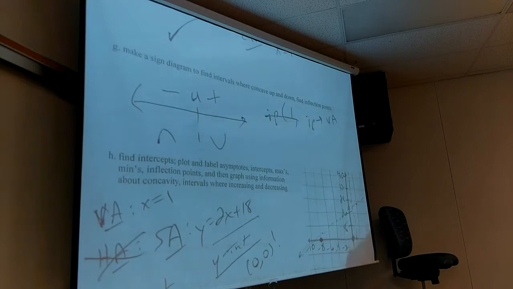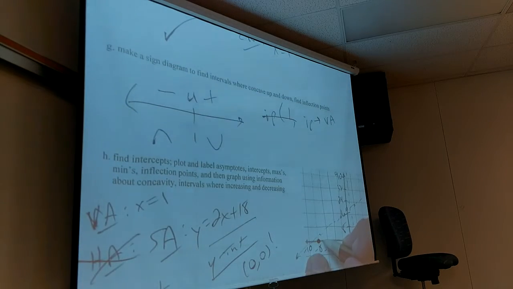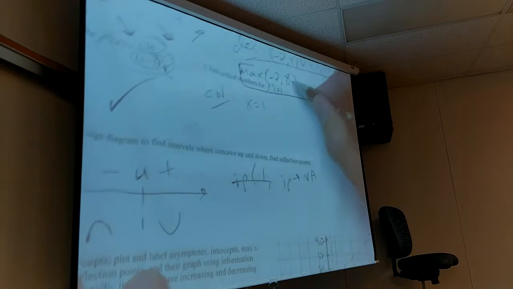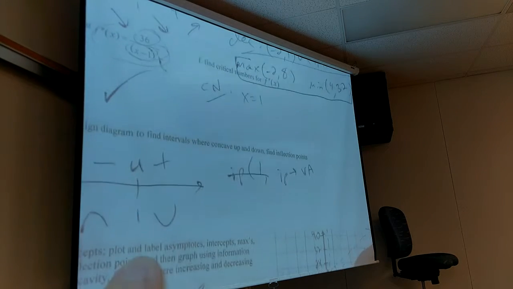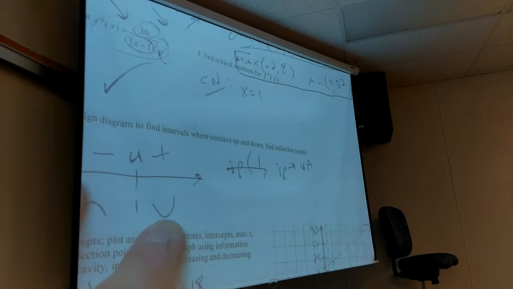So I'm going to go up with a down. And where am I at? Oh, I haven't put my maxes on there yet. So there's a max at -2, 8. And let me put there max. And there's a min at 4, 32. And now we see why that makes sense.